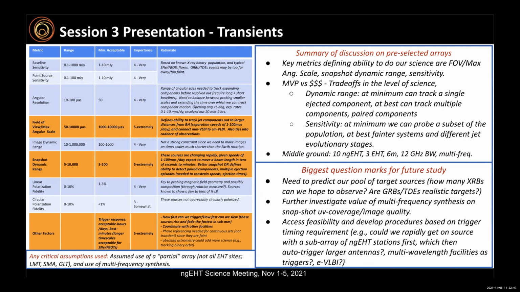The brilliant ngEHT Explorer tool gave us a lot of information, but we couldn't really distinguish the role that this was actually playing on creating better images. So we need to do further investigation there.